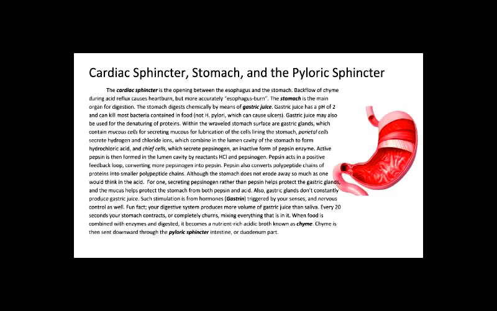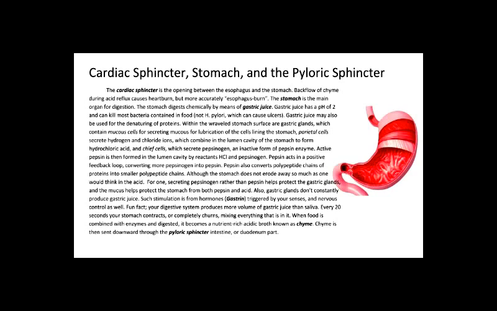So your stomach digests chemically by means of gastric juice. Gastric juice is produced by gastric glands. Gastric juice has a pH of 2 and can kill most bacteria contained in the food. Gastric juice may also be used in the denaturing of proteins, hence why your stomach mainly digests proteins. It doesn't mainly digest carbs, it mainly digests proteins.